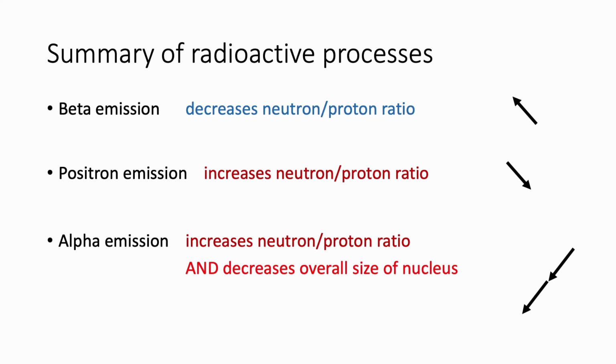So let's go back to the chart of the nuclides, and let's look at what sort of isotopes undergo which sort of radioactive processes. Because once you understand the movement within the chart of the nuclides, you will also understand why things decay the way that they do.